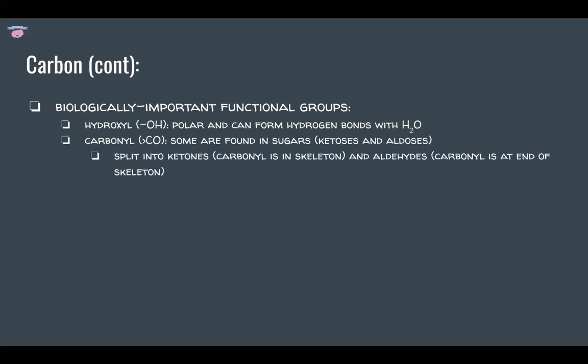Ketones, the carbonyl is in the skeleton, in the middle of the skeleton. And the aldehydes, the carbonyl is at the end of the skeleton. So for example, if we had some sort of molecule here, and the carbonyl is here, I'm just going to write that there. This would be an aldehyde. But if we had something like this, and the CO, the carbonyl, was here, this would be a ketone.